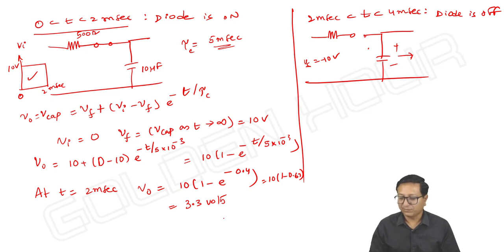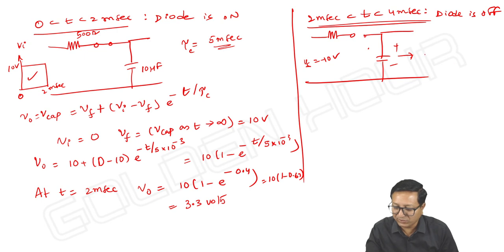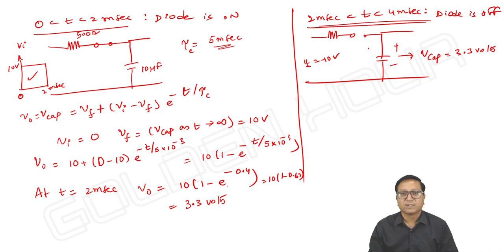Okay, 3.3. Sorry, it is 3.3. So the same voltage it maintains from 2 milliseconds to 4 milliseconds. So what they are asking: the diode is off and V capacitor, or V output, remains as 3.3 volts. This is what we can observe.